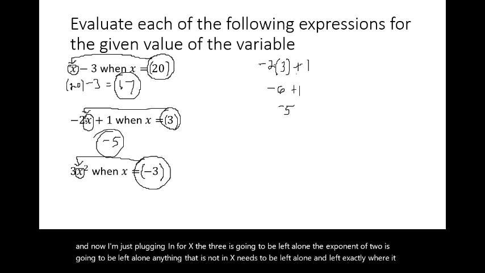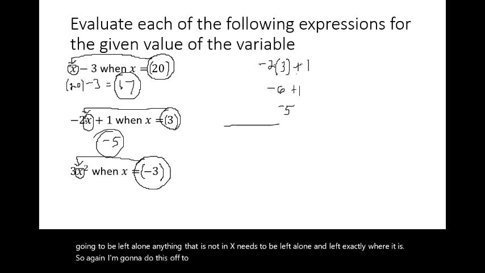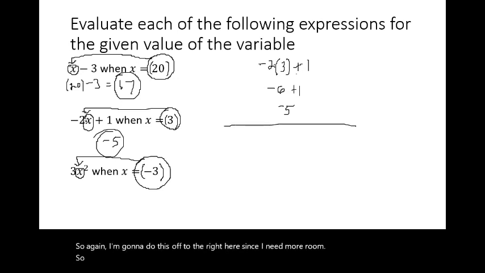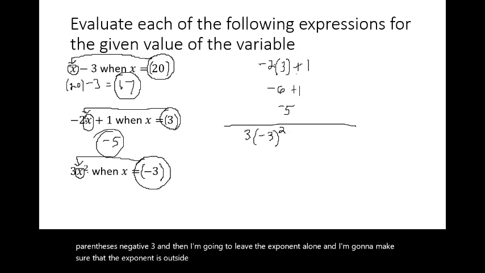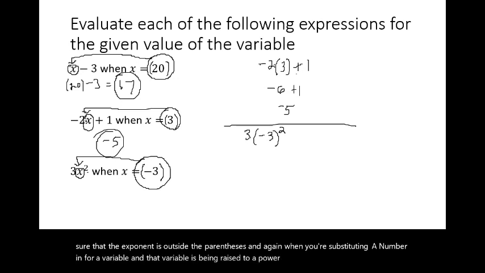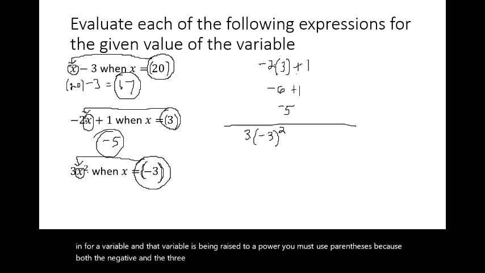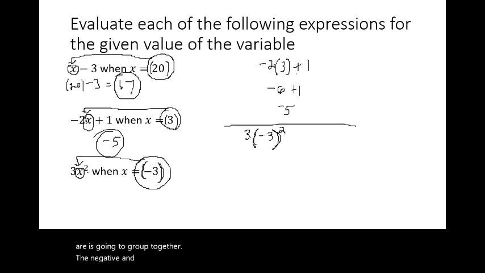So I'm going to do this off to the right here since I need more room. I'm going to leave the 3 exactly where it is. And then I'm going to replace x with parentheses -3. And then I'm going to leave the exponent alone, and I'm going to make sure that the exponent is outside the parentheses. And again, when you're substituting a number in for a variable and that variable is being raised to a power, you must use parentheses because both the negative and the 3 are going to get squared. The parentheses group together the negative and the 3 so that they both get squared.